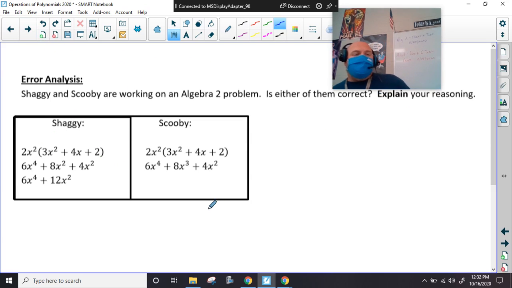Oh, ruh-roh, Raggy. All right. So Shaggy and Scooby are working on an algebra 2 problem. Is either of them correct?